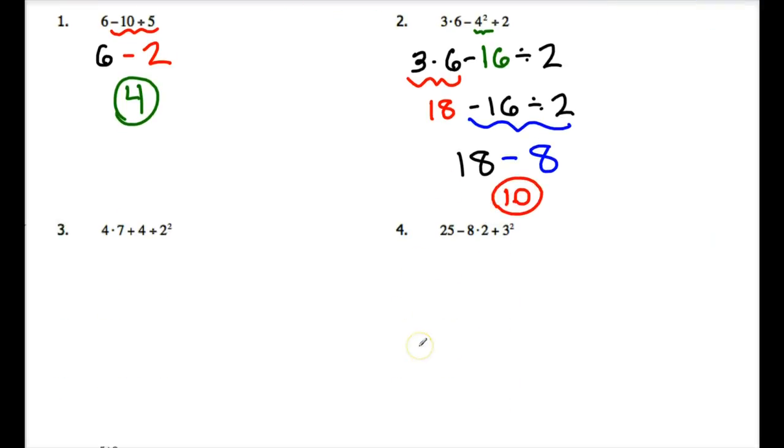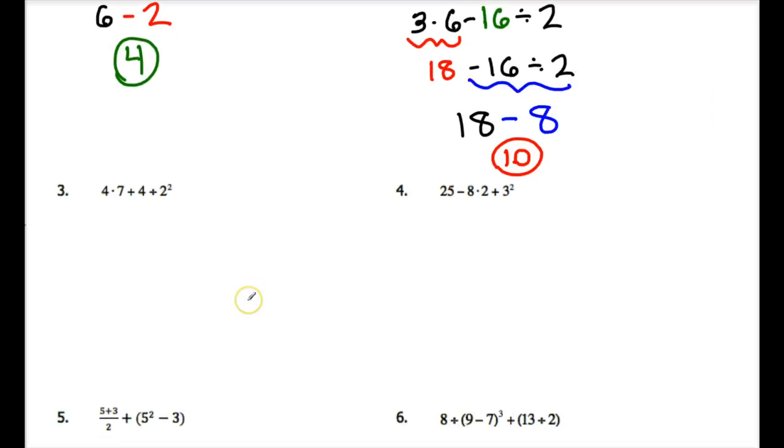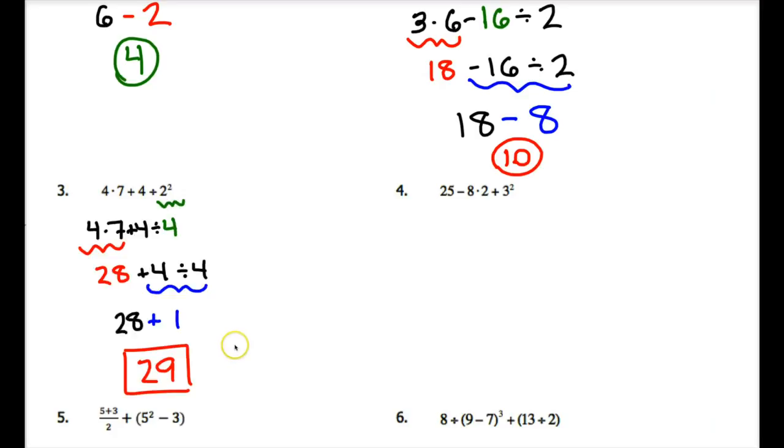Okay, what I want you to do now is hit pause in the video and try number 3 on your own, please. Once you're ready to check, hit play to check your answer. Okay, let's check and see what you got.